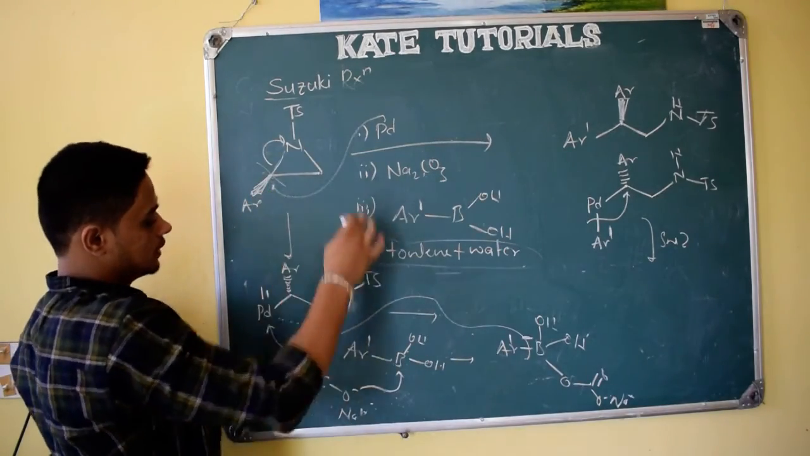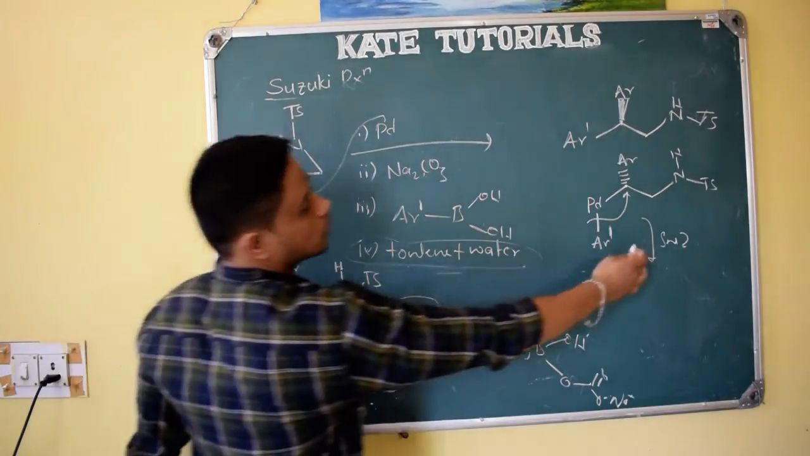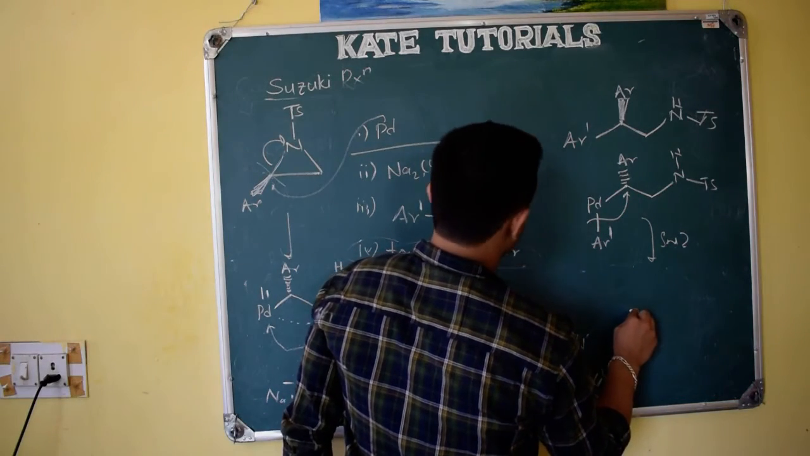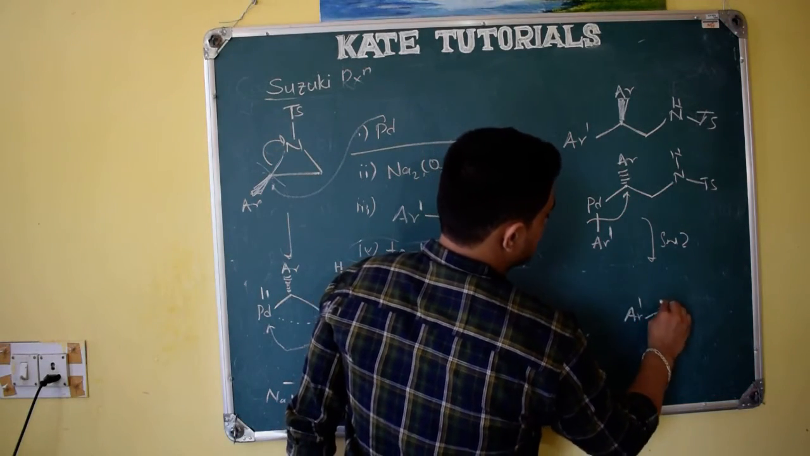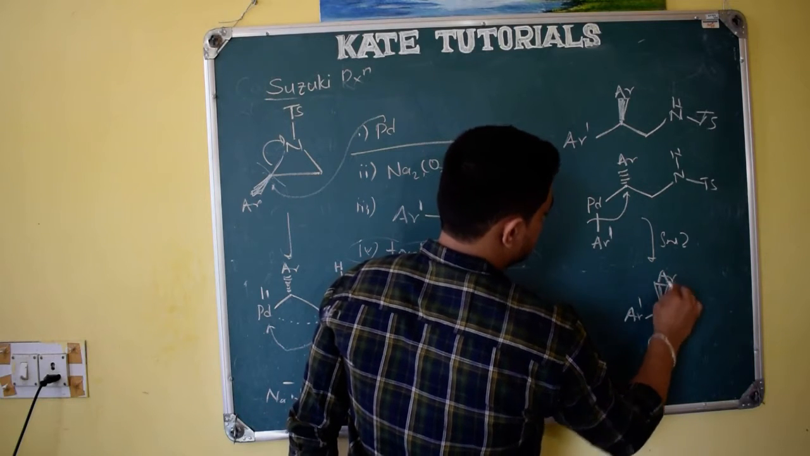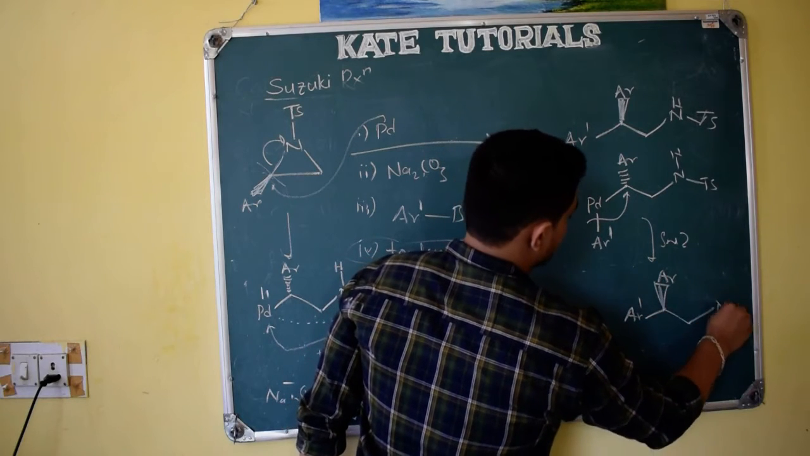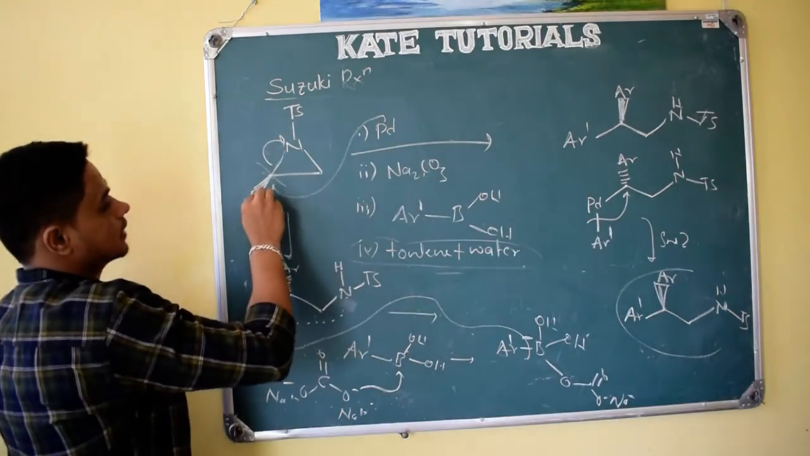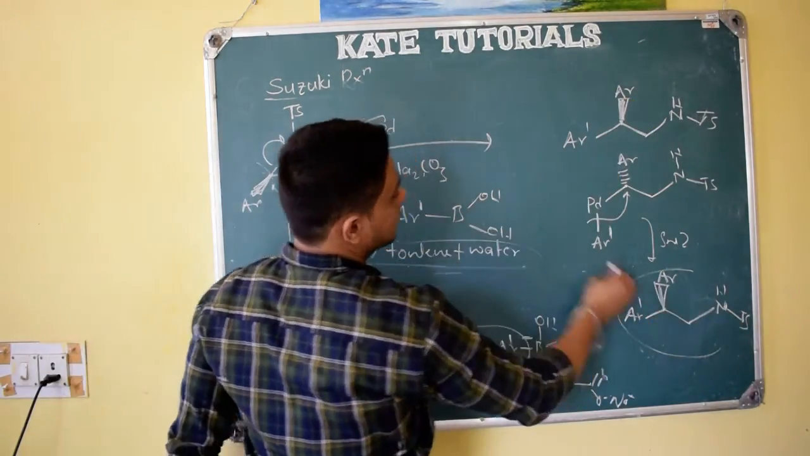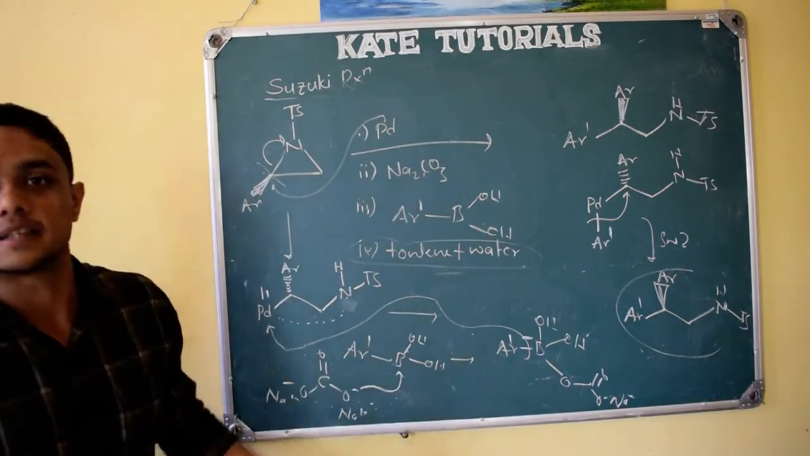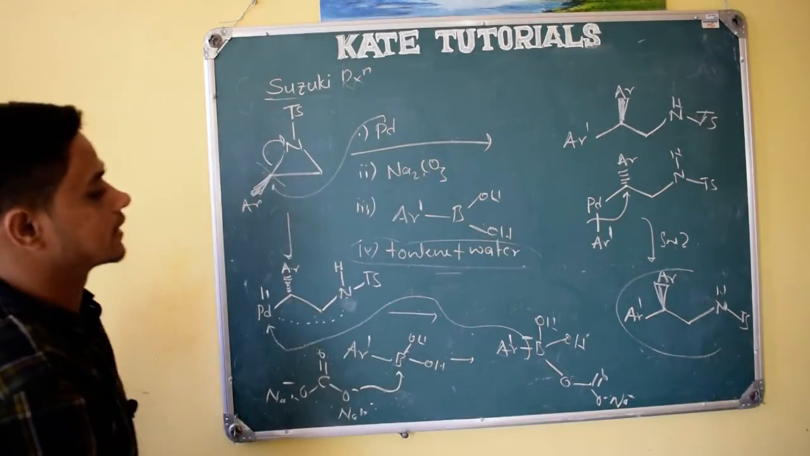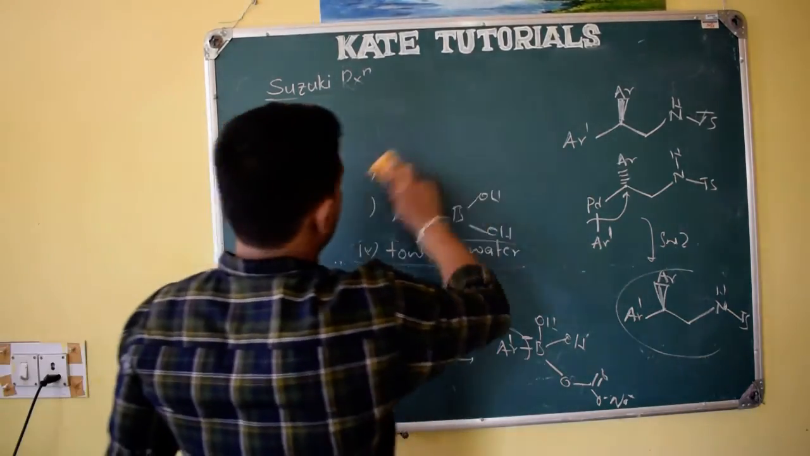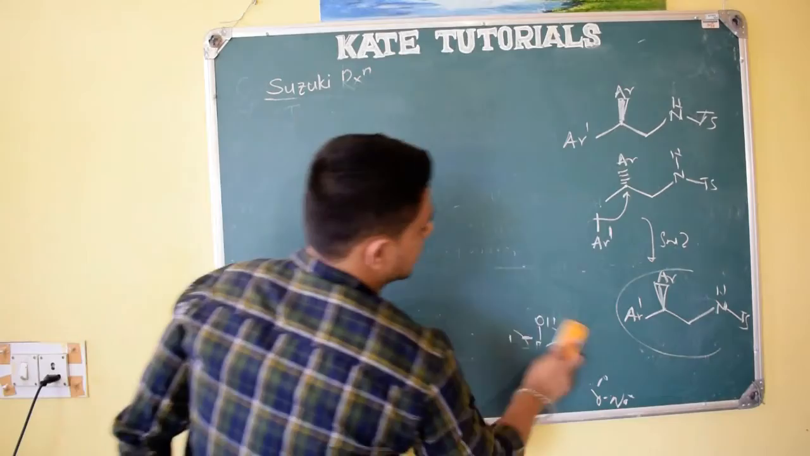Initially it was above, it became below, and again SN2. So from below it will become above, like this. So it will be Ar dash, Ar, NHTs. So see here, it was above, we got the product above, right? Retention of configuration, that is nothing but the Suzuki reaction. So this one is also one of the examples of the Suzuki reaction.